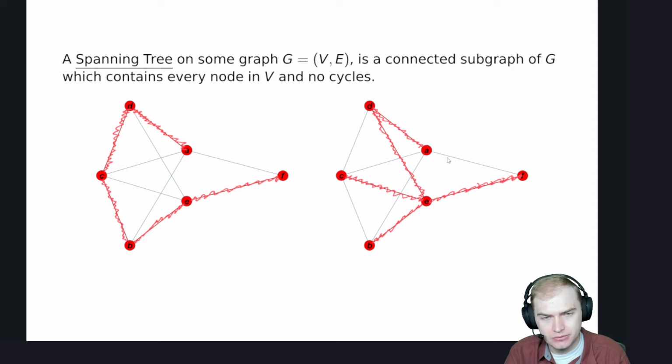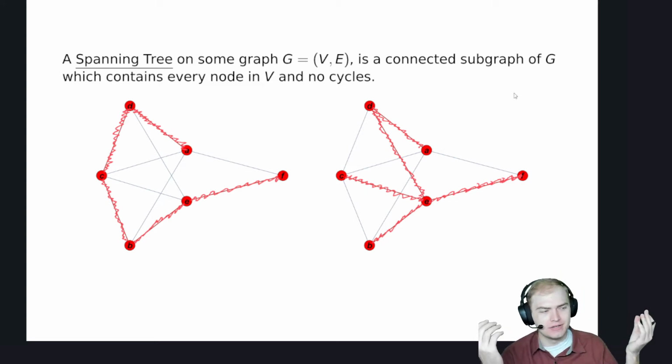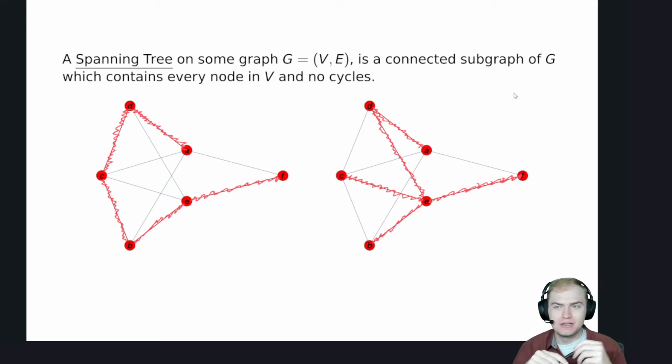Notice that if I were to add this edge, now there's a cycle from F, E, D, A to F. And we don't want that in a tree. So a tree is just a collection of edges that's connected to each other that doesn't have any cycles. A spanning tree is one that touches every vertex.